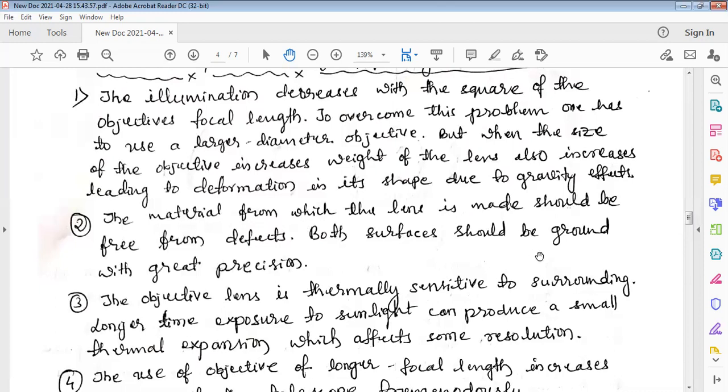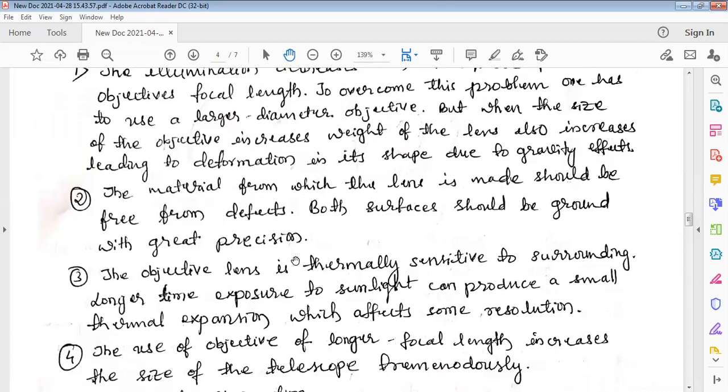And both surfaces should be ground with great precision. Here the objective is made of a convex lens. It has two curved surfaces, and they should be ground very perfectly. Otherwise, again a problem will arise.